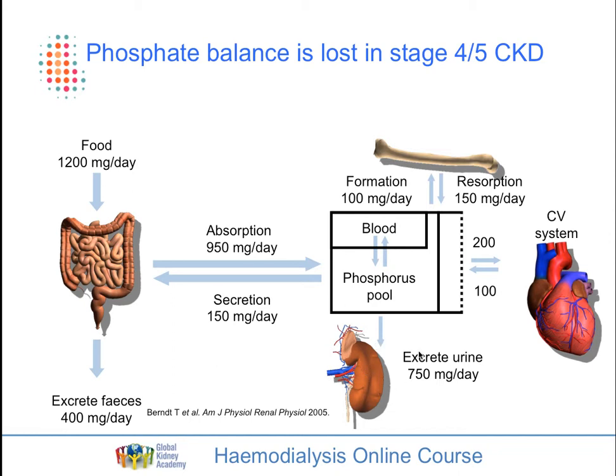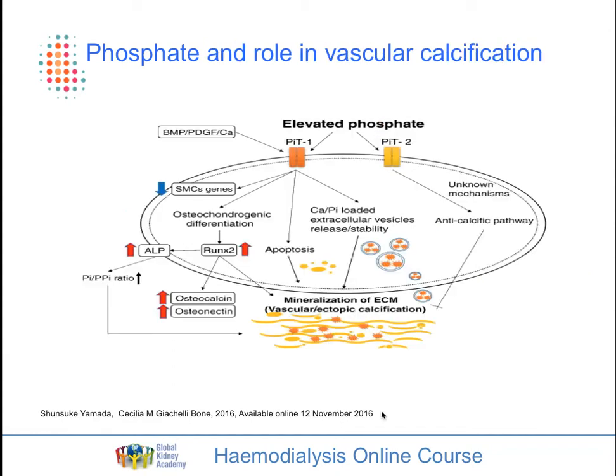So you can imagine if you block this excretion in the kidney because your kidneys aren't working, the phosphate's got nowhere to go other than perhaps the cardiovascular system. And indeed, as you know, hyperphosphatemia is a big driver of vascular calcification. And that's shown in this slide, which shows the potential mechanisms by which phosphate can increase vascular calcification.